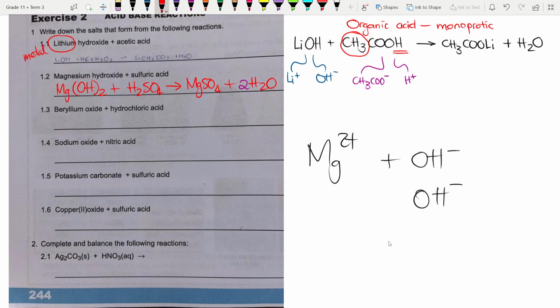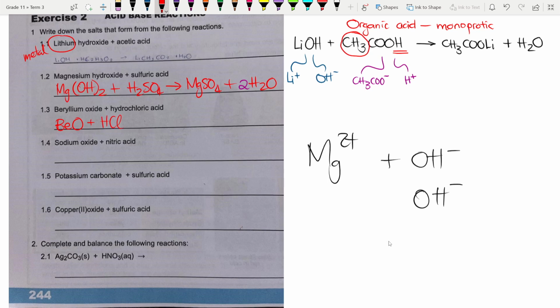Let's look at beryllium oxide. Beryllium is a metal. So Be, oxide is oxygen. I think beryllium is 2 plus, if I'm not mistaken. So beryllium oxide will be BeO, like this. I could be wrong about the beryllium because beryllium is not really used a lot, so it's not one thing that I crammed.